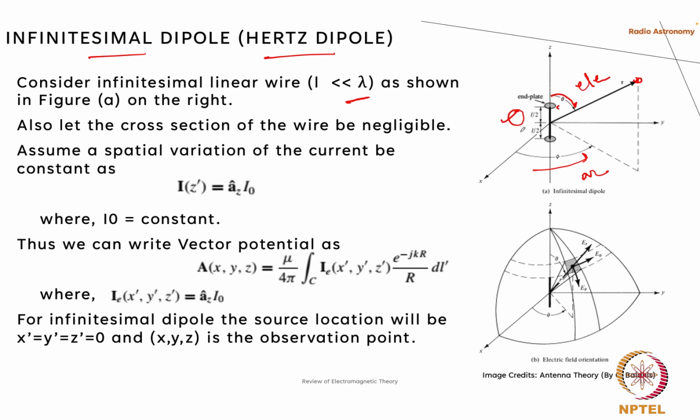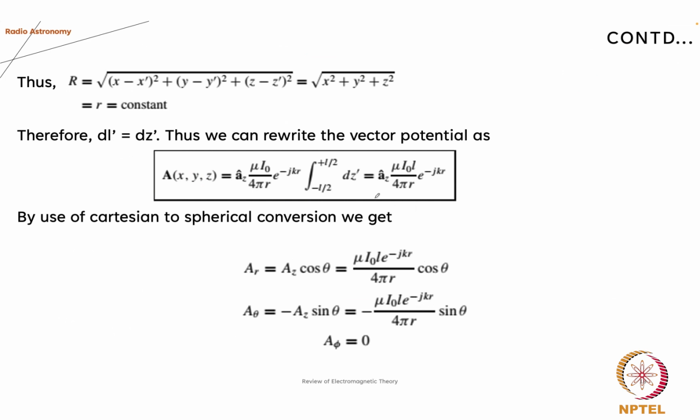Since it's an infinitesimal dipole, or a very short length of wire, you can consider the current to be constant here. So you can take I_z as a_z I_0, because it's oriented along z. From this we can calculate the vector potential at point R using the vector potential formula. From there we can replace I_z, and we will arrive at this equation.